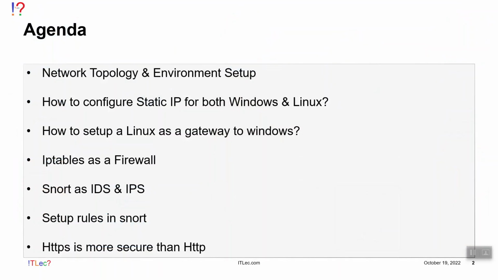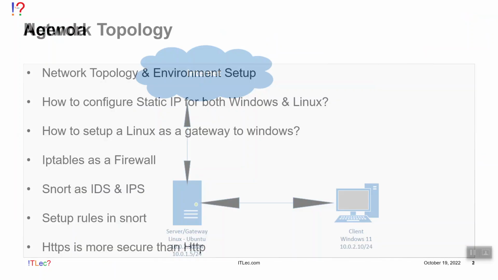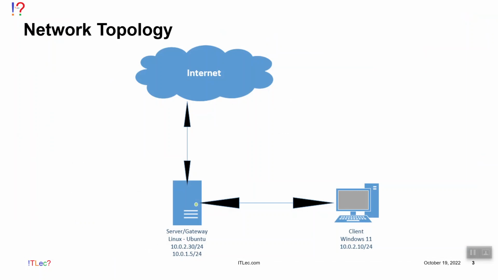We'll speak about network topology, environment setup, how to configure IPs, how to set up the gateway, IP tables, Snort IDS, IPS, and we'll see a real demo of why HTTPS is more secure, especially to stop or reduce man in the middle attacks. Okay. So here is our network topology, we have the internet, and we have two servers.